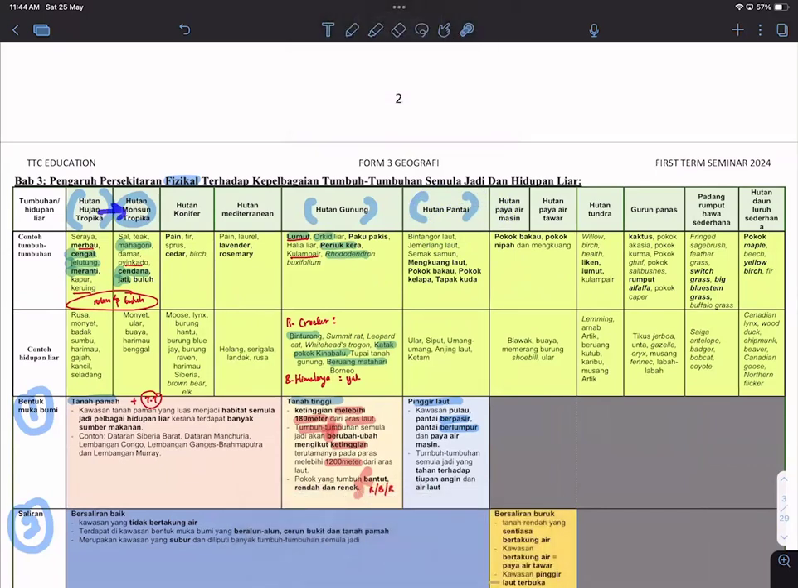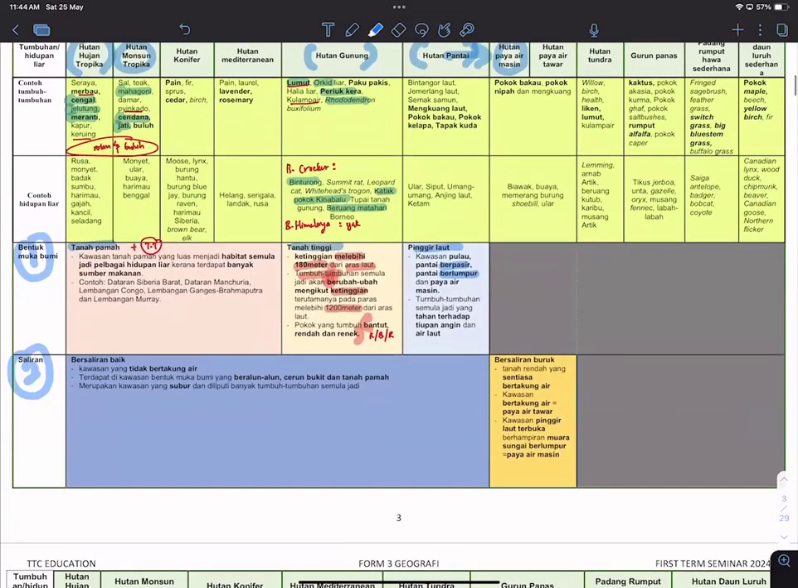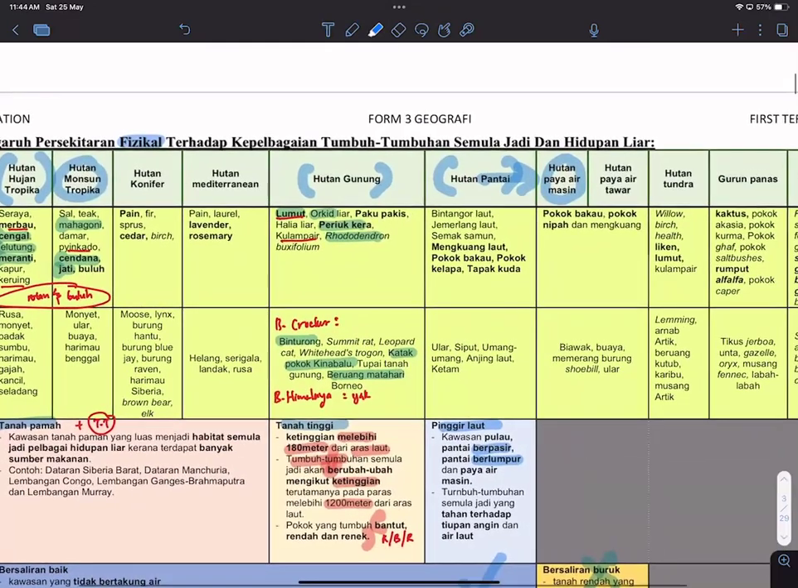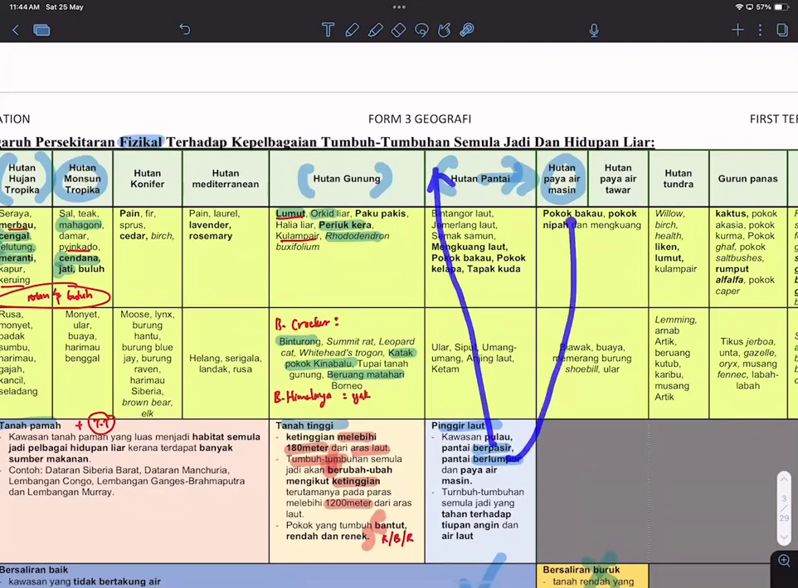So hutan hujan tropika is linked to the hutan monsoon tropika. It's almost the same plants, right? And almost the same Tanah Pamah. But hutan pantai leads to hutan paya air masin. Why? This is saliran baik. If you look at the saliran, this is saliran baik, but this is saliran buruk for hutan paya air masin. Okay, so hutan pantai is berpasir, pelumbu is for hutan paya air masin and hutan paya air tawar.